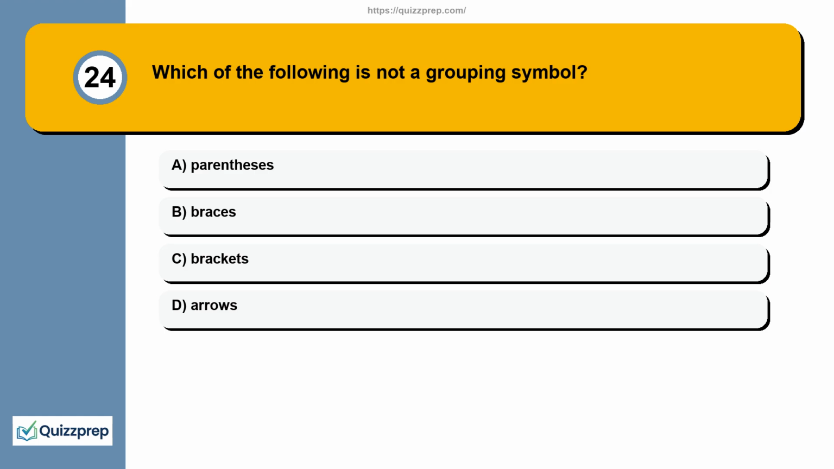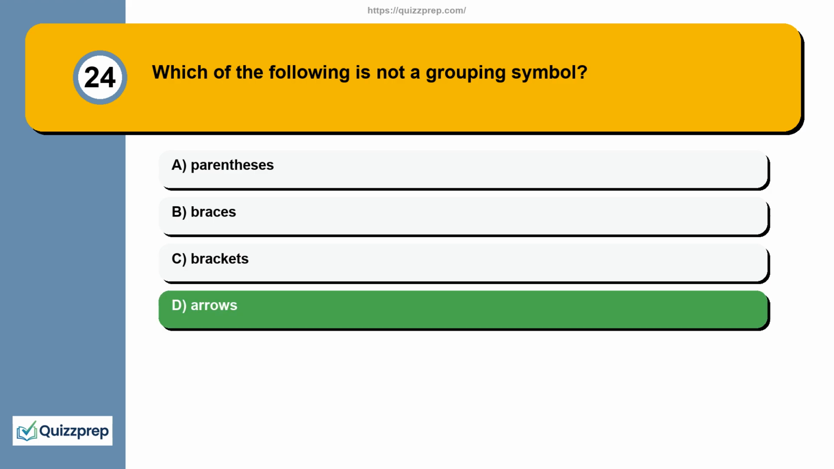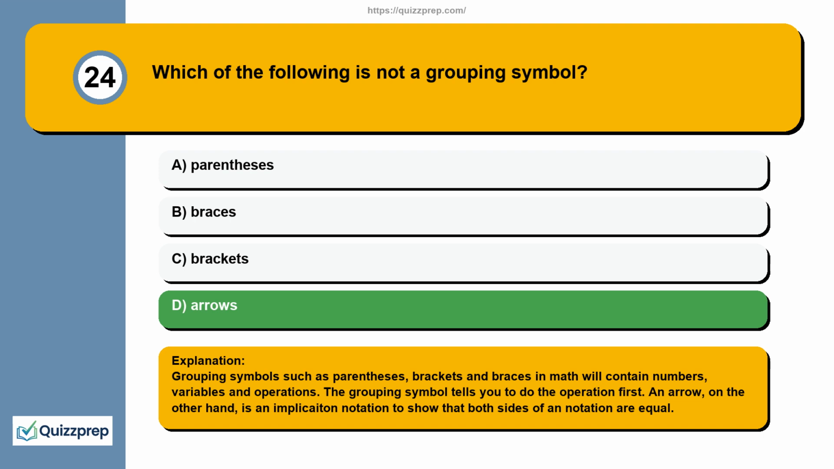Question 24. Which of the following is not a grouping symbol? Parentheses, braces, brackets, arrows. Grouping symbols such as parentheses, brackets and braces in math will contain numbers, variables and operations. The grouping symbol tells you to do the operation first. An arrow, on the other hand, is an implication notation to show that both sides of a notation are equal.